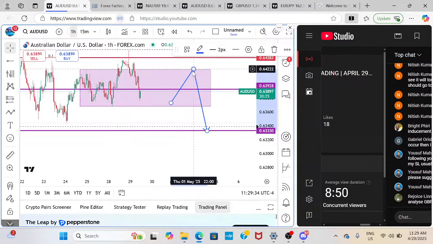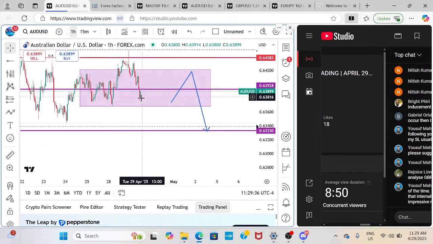We'll see whether this plays out or not. Okay, so yeah, in the short term, you could buy here, target this 64.20 as your TP, and then enter a sell around that area, okay? Because it's going to sell eventually, okay?